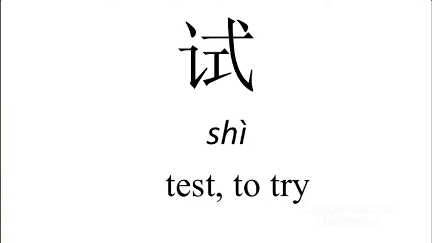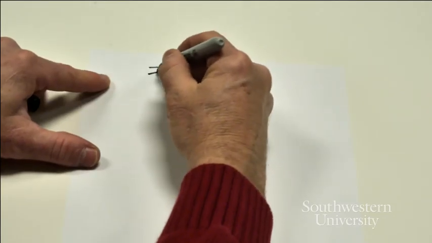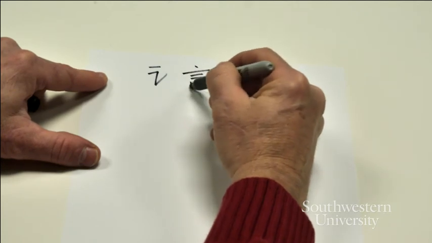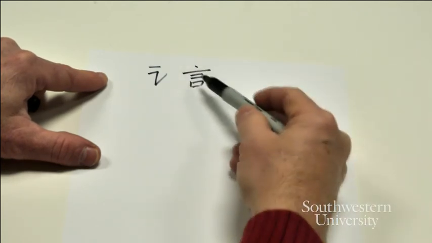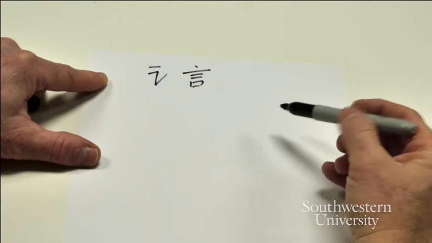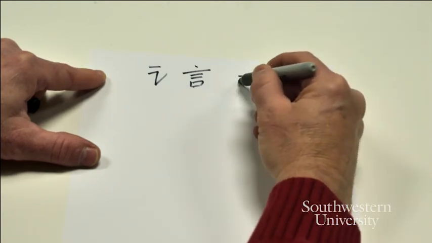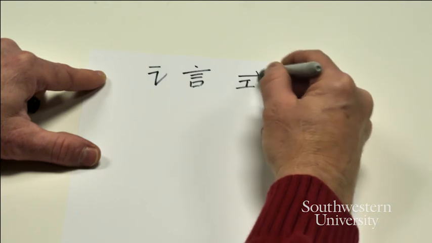Shi, as in a test. The radical component is speech. That's obvious enough. Yan, a depiction of a tongue, expression, words, speech. The right-hand side is phonetic, but it also has some significance.